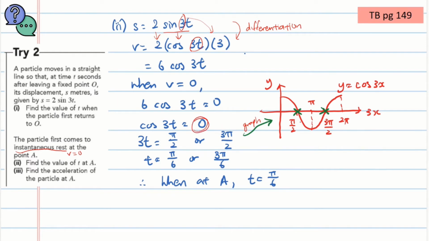So when the value here is 0, so when y is equal to 0, it is where the green crosses are. That means your time is equal to pi over 2 or 3 pi over 2, or more particularly, it's 3t that is pi over 2 or 3 pi over 2. So therefore, t is equal to pi over 6 or 3 pi over 6. Since we want to find out the first time it comes to instantaneous rest, that means that t is equal to pi over 6 only.